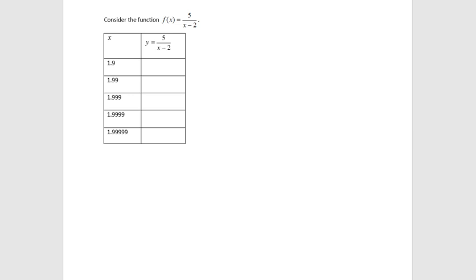Consider the function f of x is equal to 5 over x minus 2. First, let's discuss the domain of this function. Remember that when 0 is in the denominator of a fraction, this fraction becomes undefined. So this is going to happen at x is equal to 2.